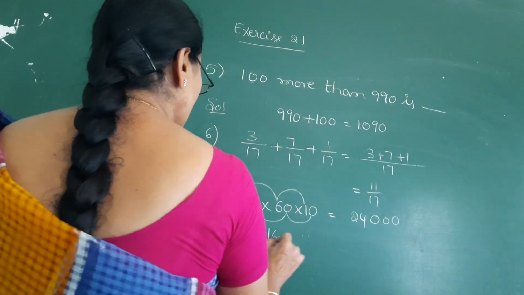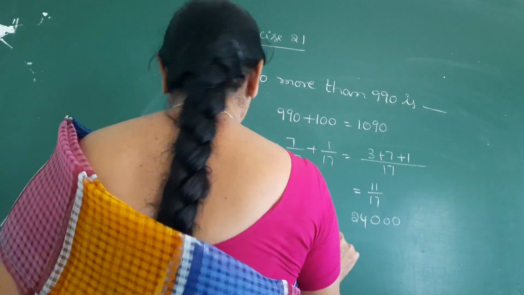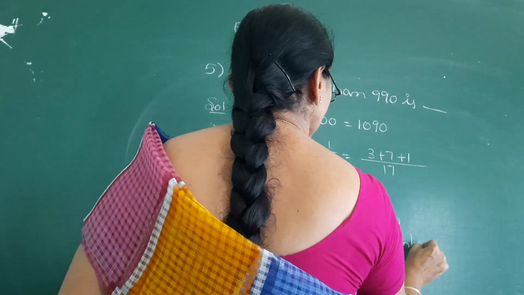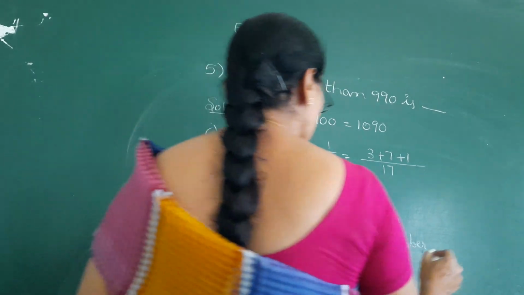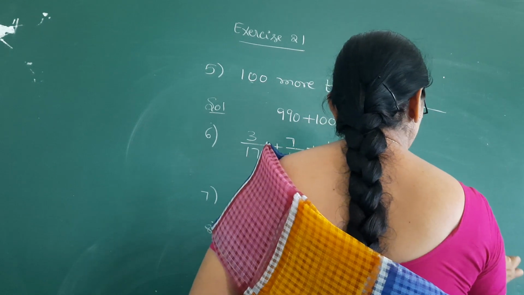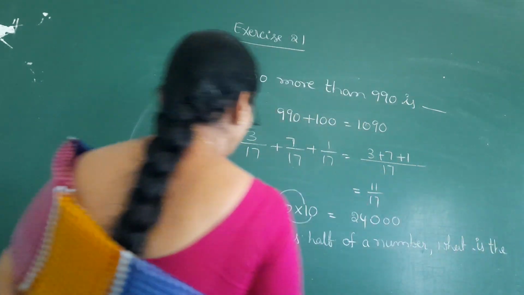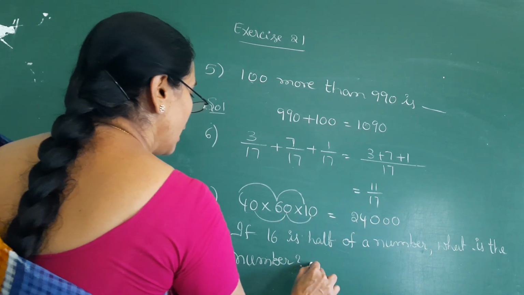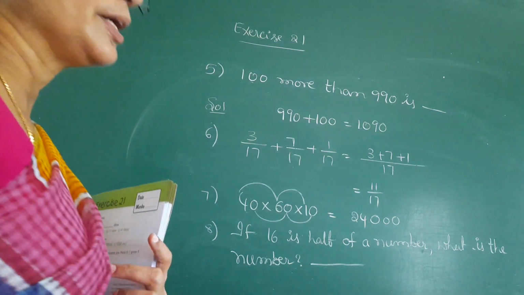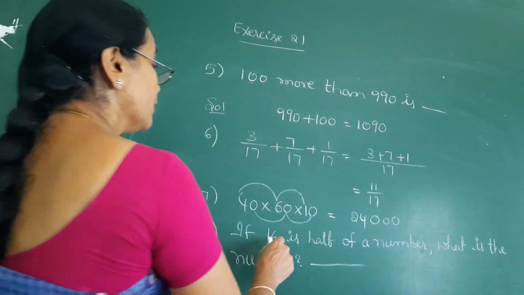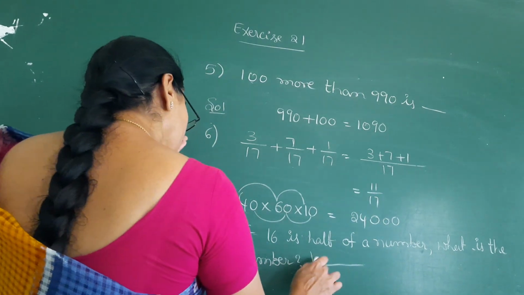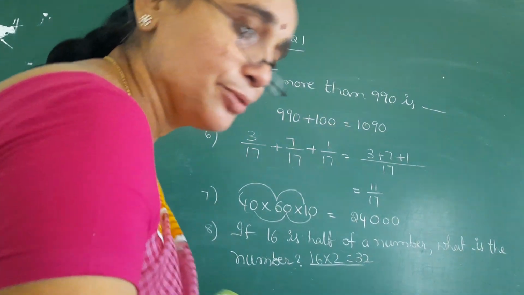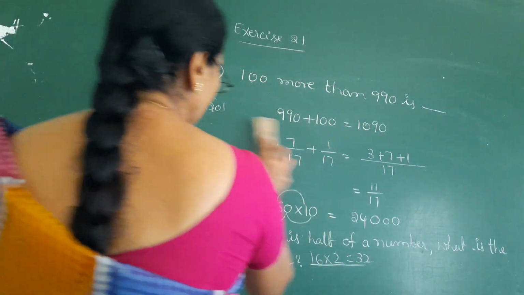See the eighth question. If 16 is half of a number, what is the number? Here half of a number is 16. Half means it divides into two parts. Each part is called half. So half of a number is 16. So the required number is 16 into 2, that is 32. Half of 32 is 16.